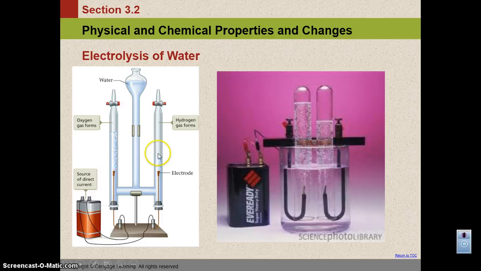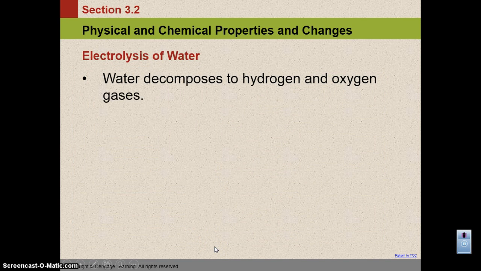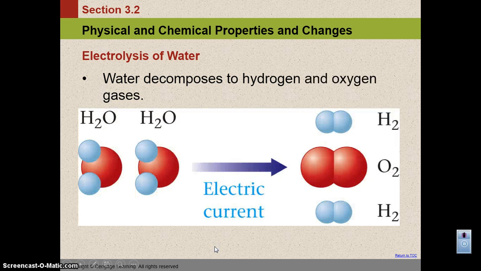And oxygen and hydrogen react very differently than liquid water or even gaseous water does. So the water decomposes to hydrogen and oxygen gases. So this is what it would look like if we had water molecules. We run that electric current through it, and we end up with hydrogen gas, which is H2, and oxygen gas.